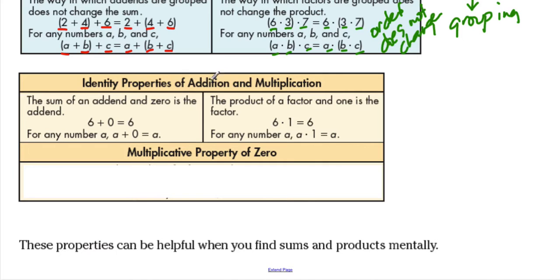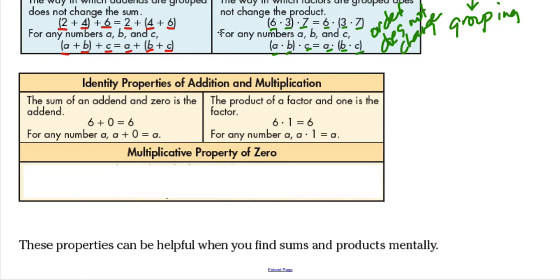In the identity property of multiplication, anything you multiply with 1 will give you the same factor. So the factor does not change. 6 will still be identical to 6 for as long as you multiply it with 1. And in symbols, A times 1 will always be A. So that is the identity property of addition and multiplication.